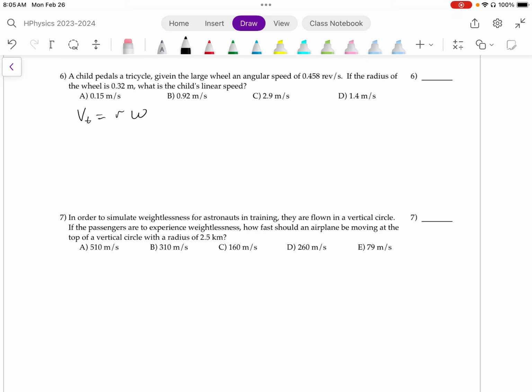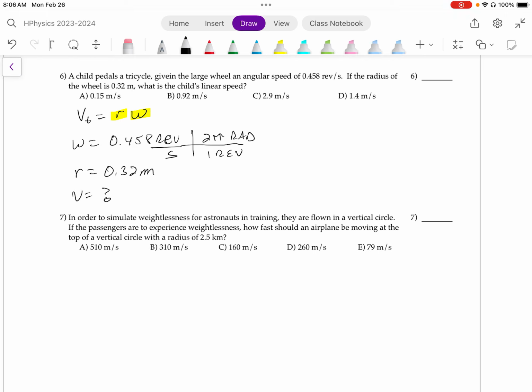Okay, so what was given, they gave me the angular speed of 0.458 revs per second, and they gave me the radius of the wheel, which is 0.32 meters, and they asked for the linear speed. So I have the radius and I have the angular speed, but the angular speed that they gave me is not in units that will work. I have to convert that to radians per second, and so I know that 1 rev is equal to 2 pi radians.